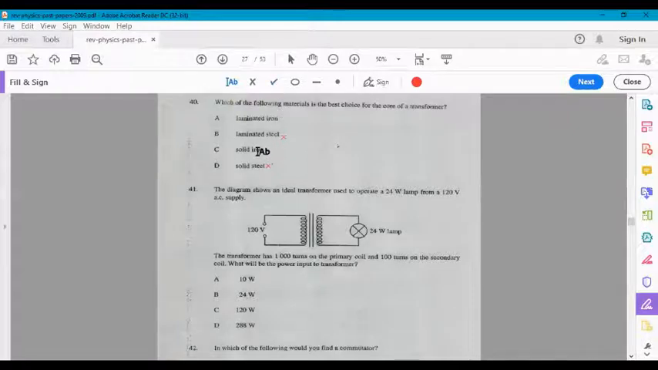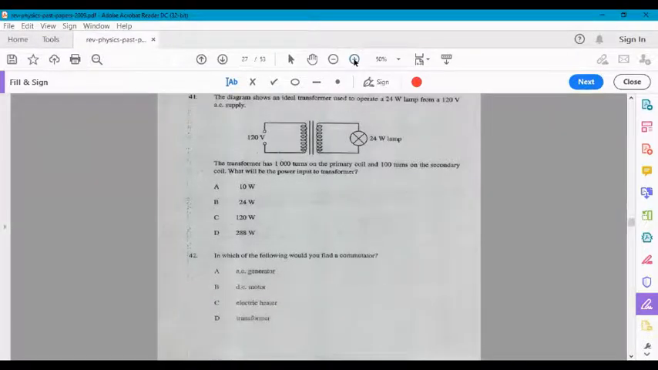So that leaves us with solid iron or laminated iron. Well, we just talked about efficiency. We want our transformer to be efficient. We already have a lot of extra heat coming from those windings. So we want to laminate the core so that we can insulate it and prevent a lot of energy from heat loss. So A is the best choice, laminated iron for transformers.